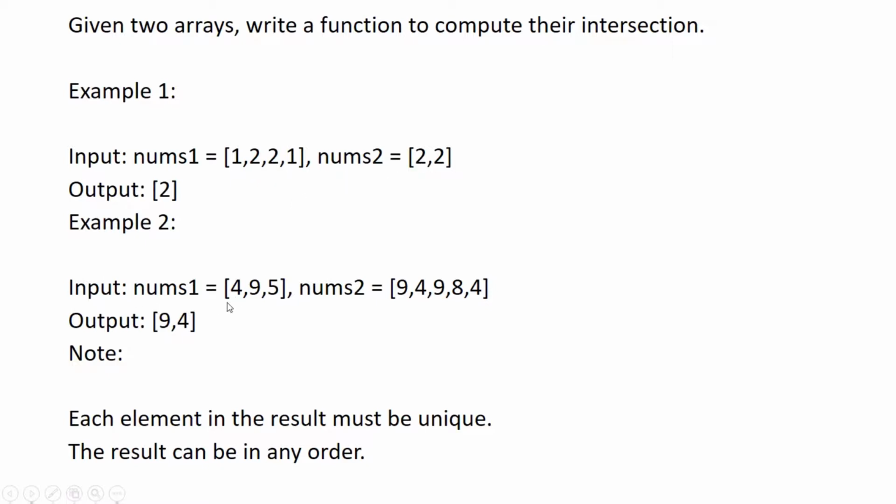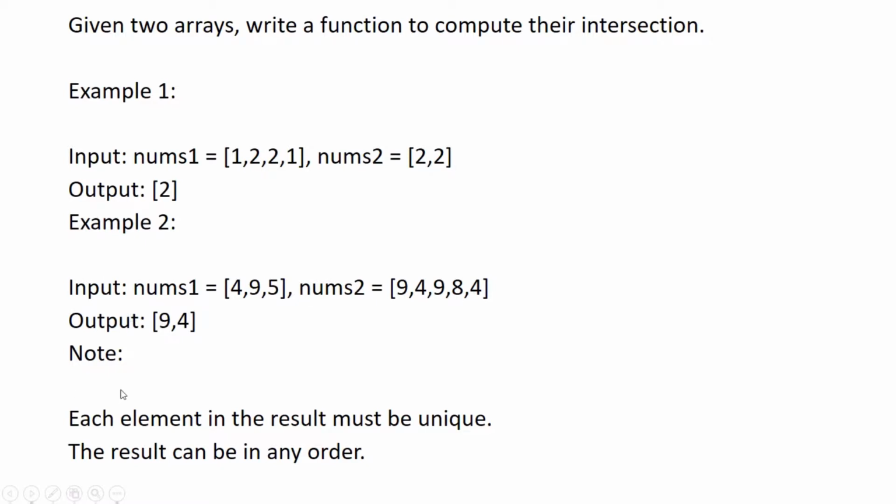And if you check this other one, 4, 9, 5 and 9, 4, 9, 8, 4, the only things that intersect here are 9, which is common in the two, and 4, which is also common. So we have 9 and 4.